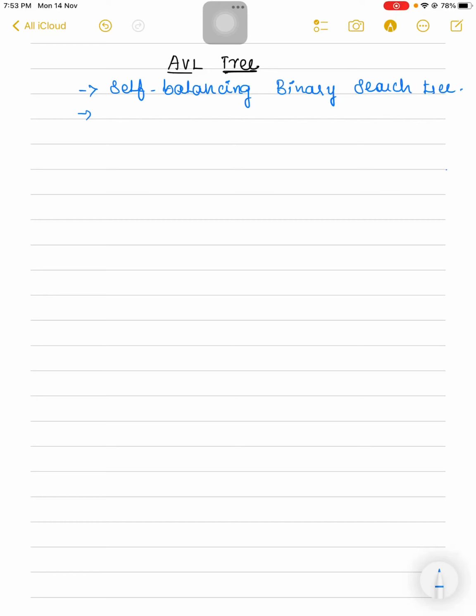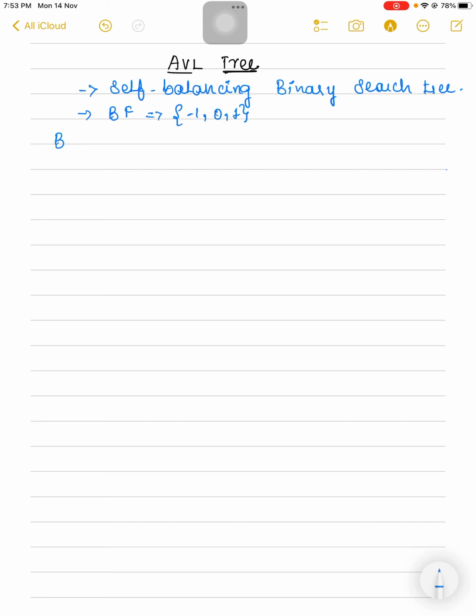Hello everyone, in this video I am going to discuss the AVL tree. An AVL tree is a self-balancing binary search tree where the difference between the heights of the left subtree and the right subtree cannot be more than 1 for all the nodes. The difference is called the balancing factor. So the balancing factor for each node should be either -1, 0, or 1.